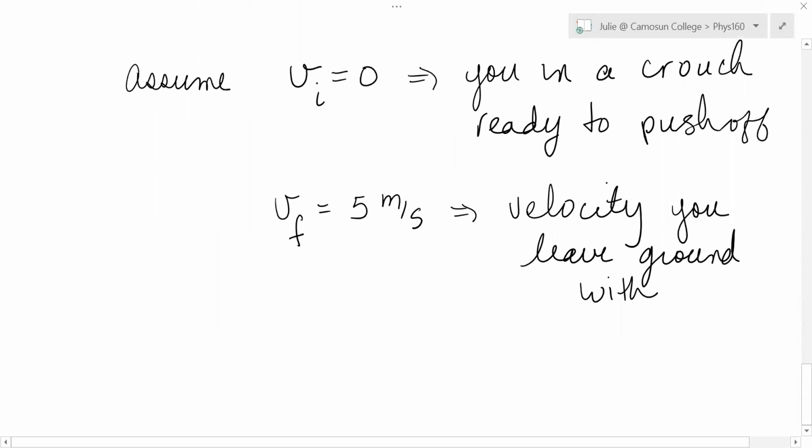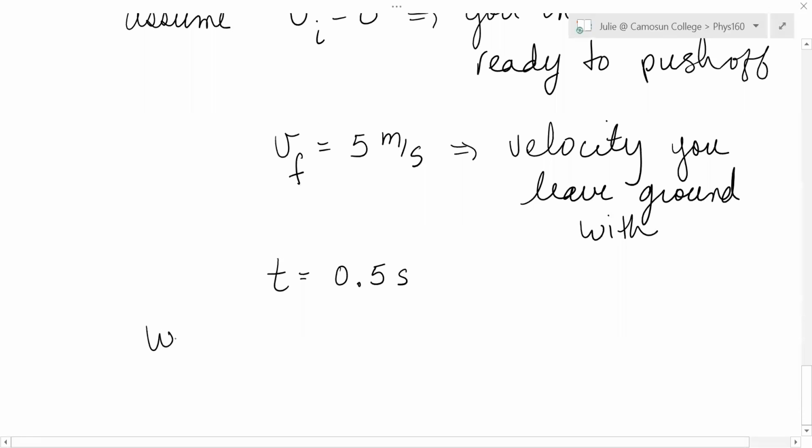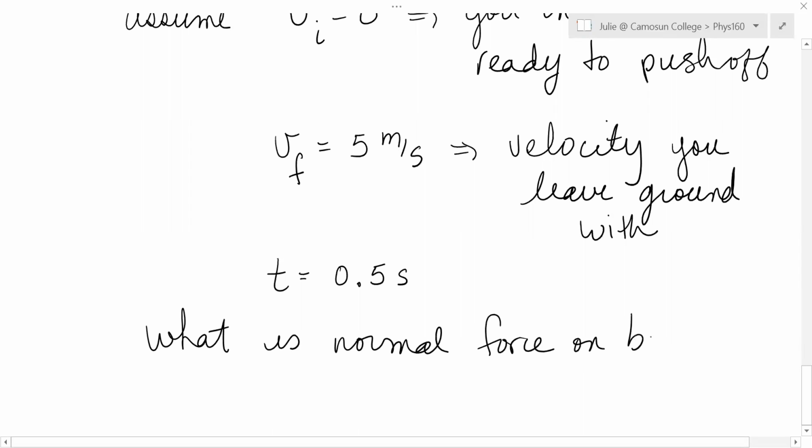And then let's say we're also given that the time it takes you to go from a crouch to takeoff is pretty quick. Let's say it's half a second, 0.5 seconds. The question is, what's the normal force on your body? So if you were jumping off a bathroom scale, what would the bathroom scale read? So what is the normal force on the body? And this could be pretty significant force.